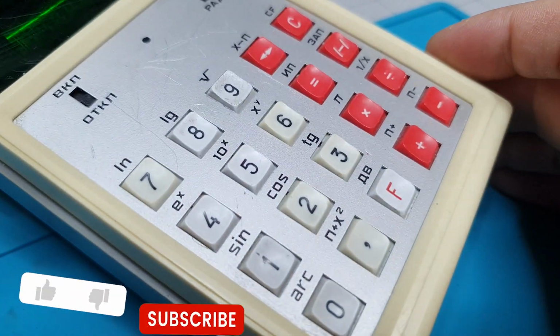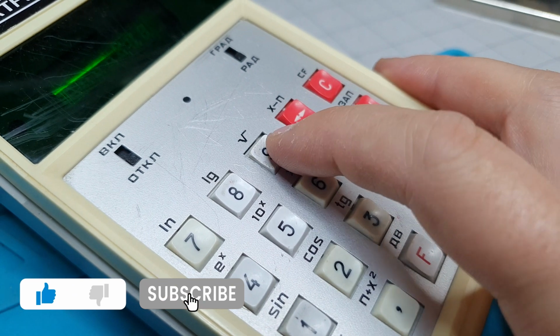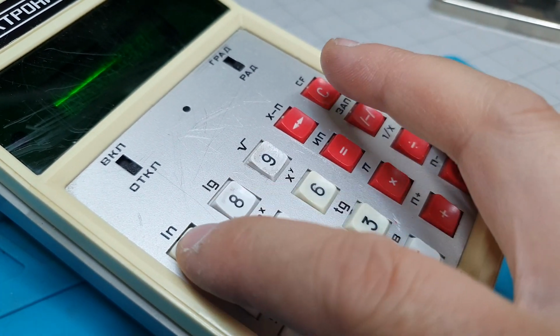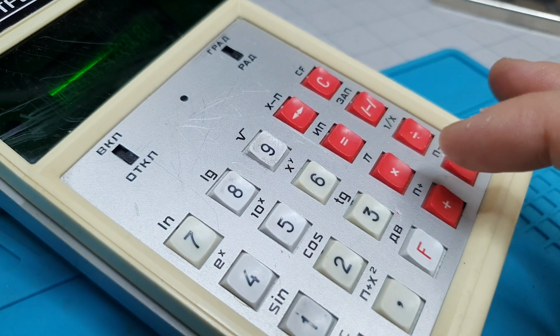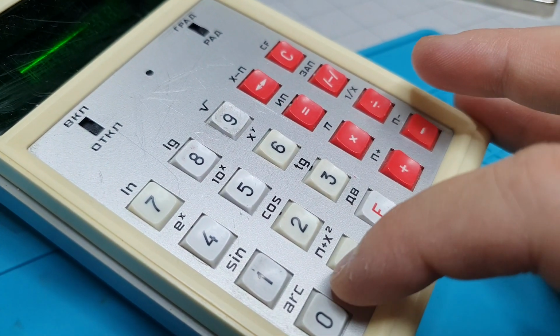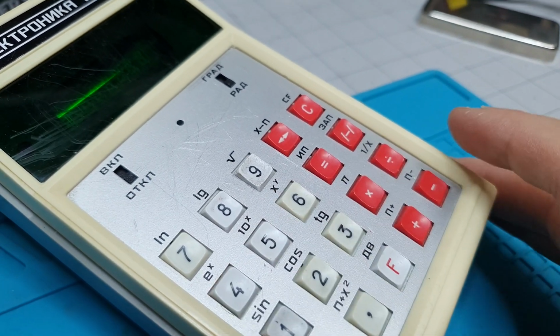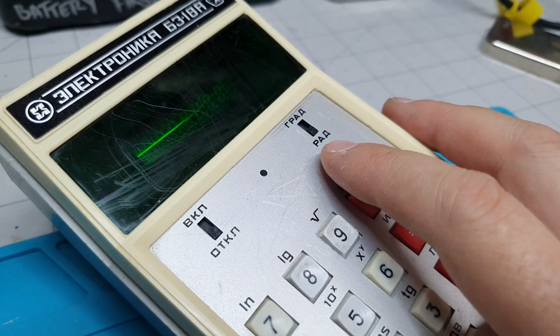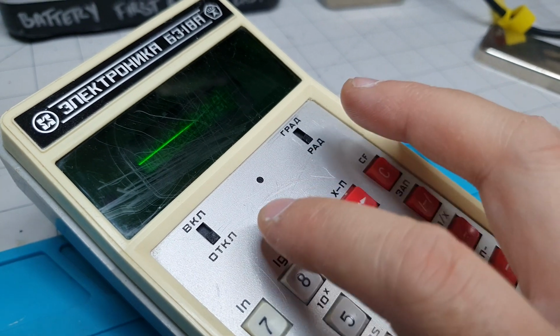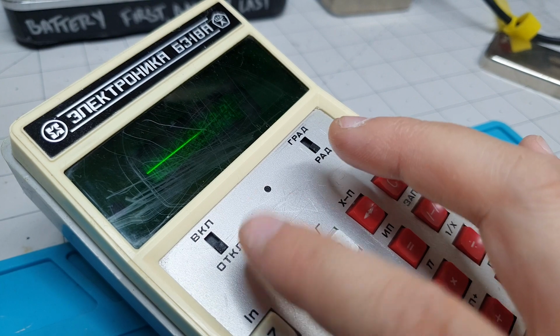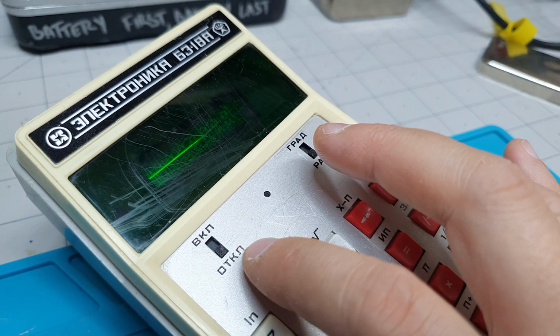Okay, so first thing I'm noticing is it's had a very full life. It looks like dirt, but that's actually scratches on these numbers. I don't know why the 9 was used so much more than the others. But there we are. The push button functionality feels good. Don't know what grad and rad means. This is "включit" and "отключit". I also don't know what that means. Maybe that's the main power switch.